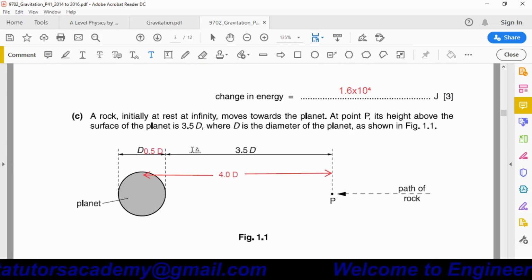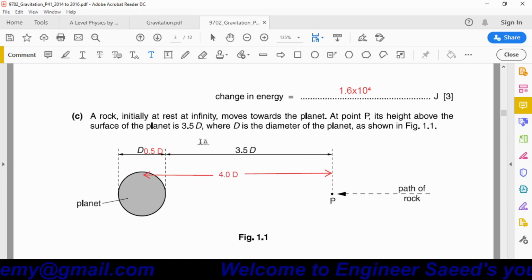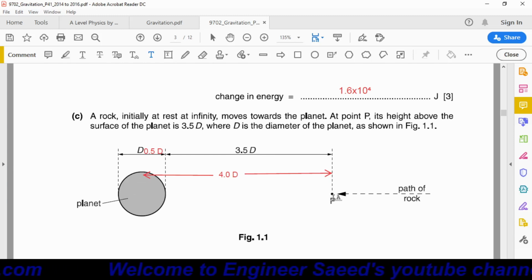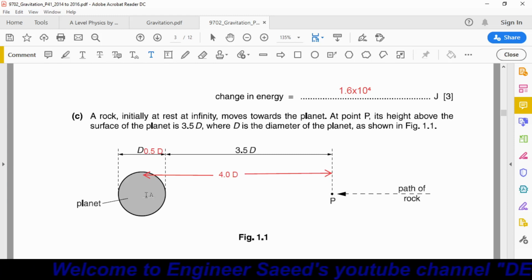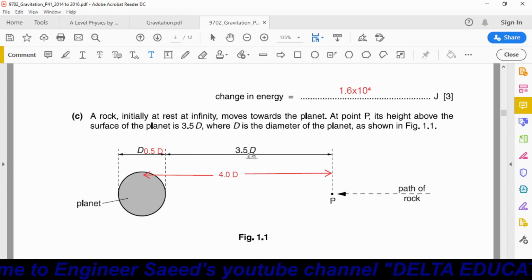A rock initially at rest at infinity moves towards the planet. At point P, its height above the surface of the planet is 3.5d, where d is the diameter of the planet, as shown in figure 1.1. This is a planet, and here at point P an object is placed. Why is the distance from the center 4 times the diameter? Because the distance from the surface of the planet is given as 3.5d.